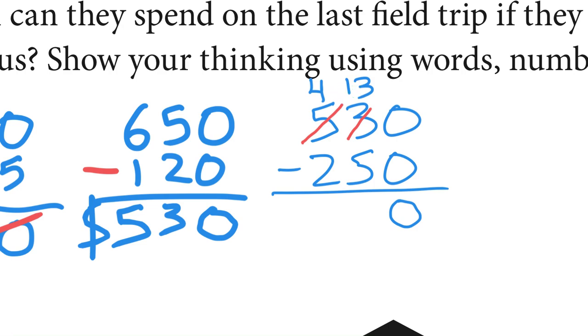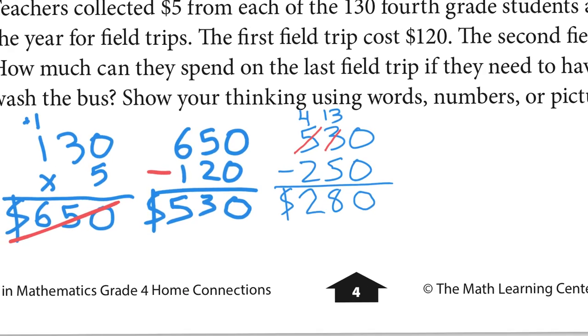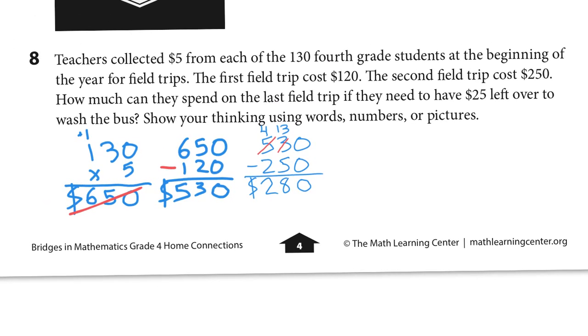Okay, let's keep solving. 13 minus 5, I'll give you a couple seconds for that. That's 8. And then our final number, 4 minus 2, I'll give you a second for that. 2. So we have $280 left. When you get to a long problem like this, you should always ask yourself, am I done? Am I done? So let's start with where we left off.